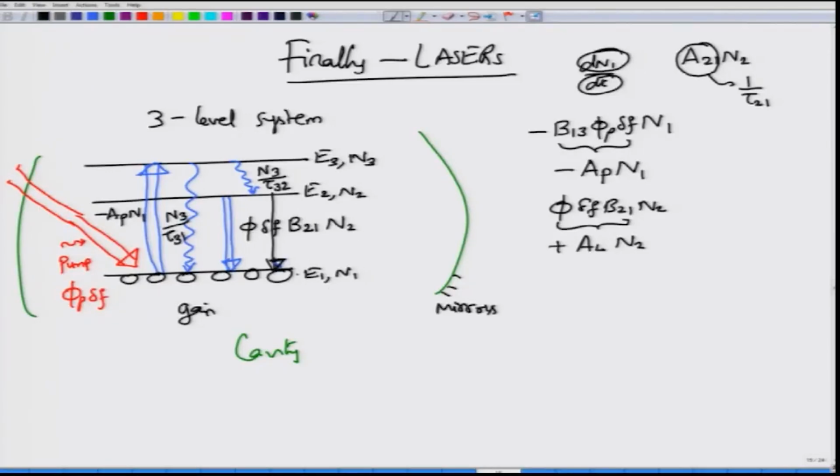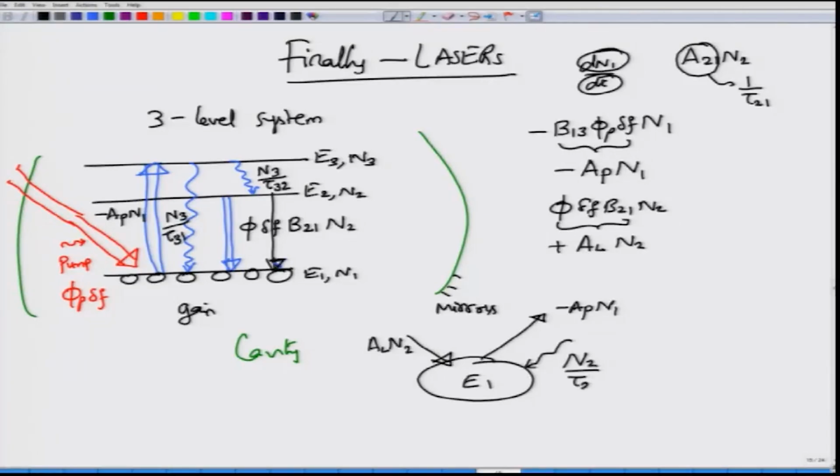E1 is concerned. For the energy level E1, it loses population because of the absorption, which is given by minus AP N1. It gains population because of stimulated emission, which is written as AL N2, and then you will also have spontaneous emission from N2, which would be N2 divided by tau 2 1, and then you will have spontaneous emission down from E3, which would be N3 divided by tau 3 1. So, this is how the total population density is actually changing.